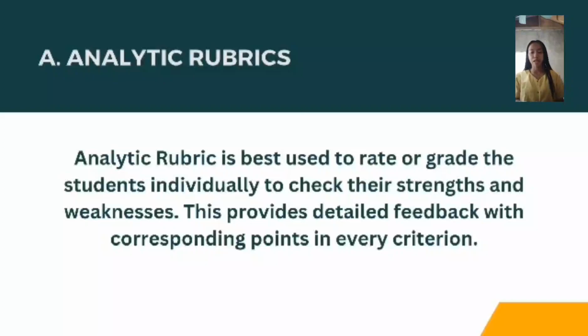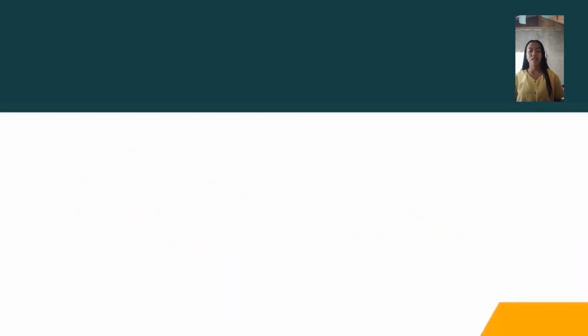Analytic rubric is where the teacher assesses how well the students meet a criterion on a task, distinguishing between work that effectively meets the criterion and work that does not meet it.